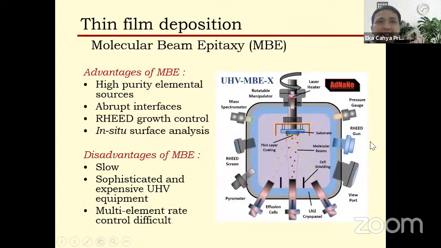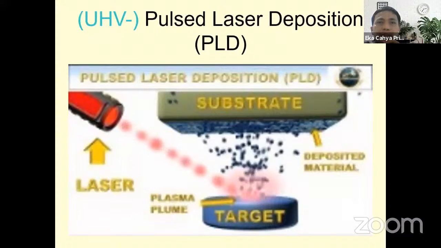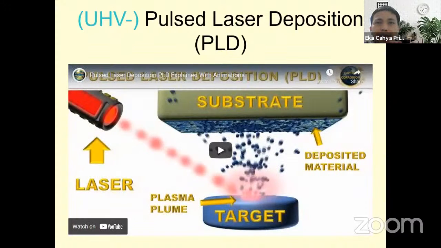So this is molecular beam epitaxy, with high purity elemental sources, RHEED growth control, and in situ surface analysis as described by the previous slide. And another way to make thin film is by pulsed laser deposition. But I feel the time is near to Maghrib, so I believe that we can continue the material next week for the next discussions.